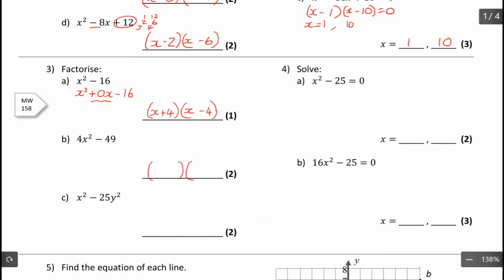Okay, we've got a coefficient of x squared. It will also be a square number on these sorts of questions. So 2x times 2x, and then we've got a plus 7 and a minus 7.